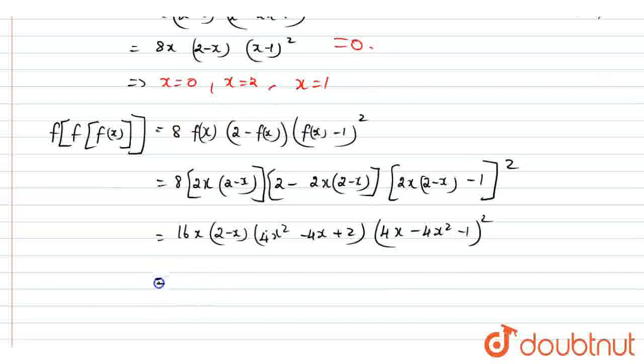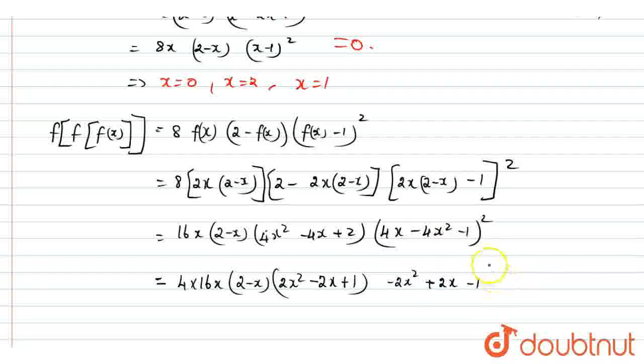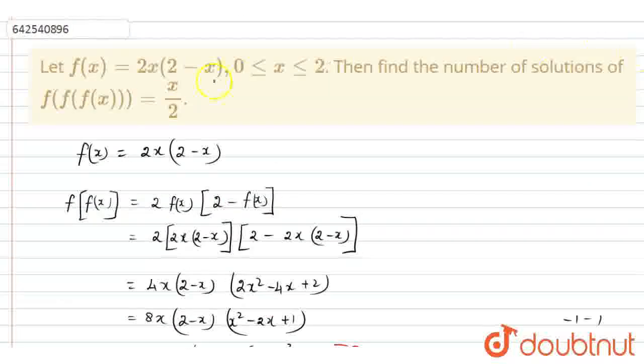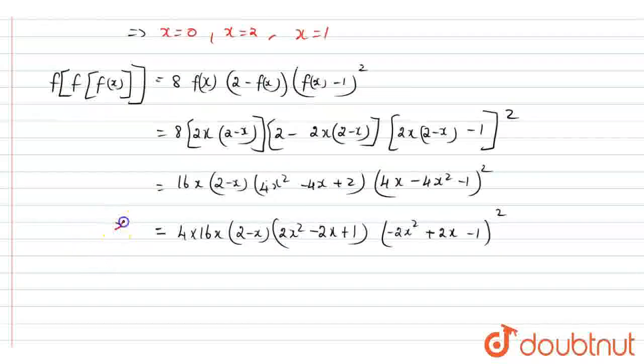Okay students, now here I'm going to take the 2 value outside. So it will become 2 to the 4, 2 into 16, so 4 into 16x into 2 minus x, and here 2x square minus 2x plus 1. Okay students, and here this square I'm going to take on the right side, so minus 2x square plus 2x minus 1, which is the whole square. Okay students, so this whole f of f of x function is equal to pi by 2, sorry, the given value is pi by 2. So I'm going to multiply with pi by 2.